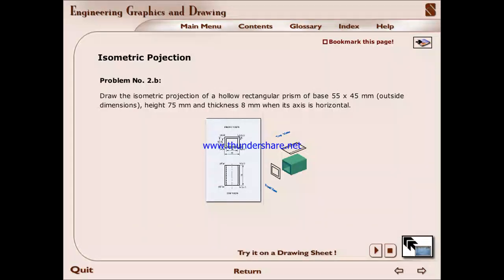Problem number 2b. Draw the isometric projection of a hollow rectangular prism of base 55 by 45 mm outside dimensions, height 75 mm and thickness of 8 mm, when its axis is horizontal. Now let us analyze this one.